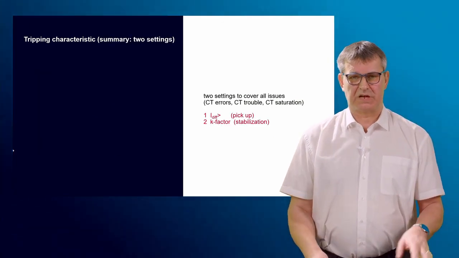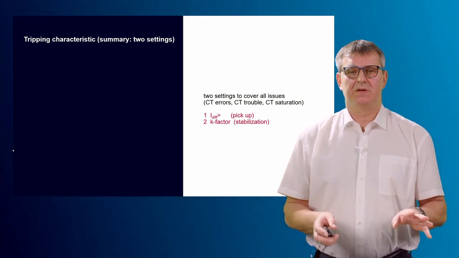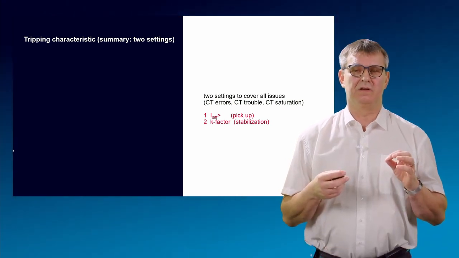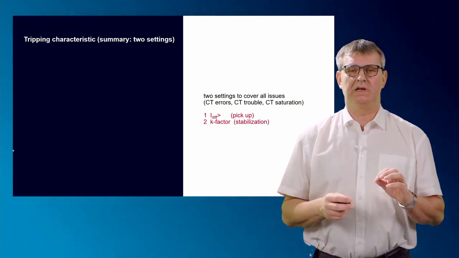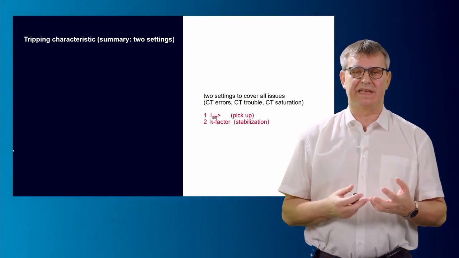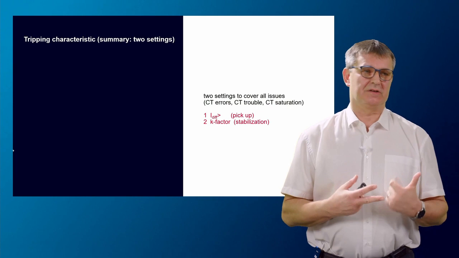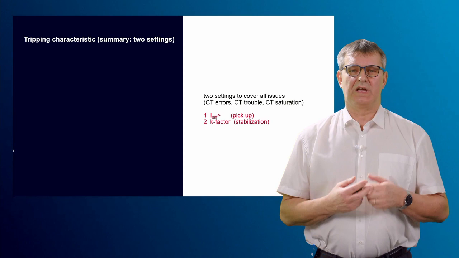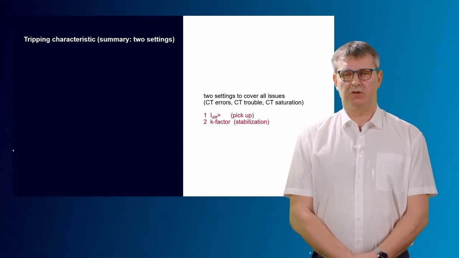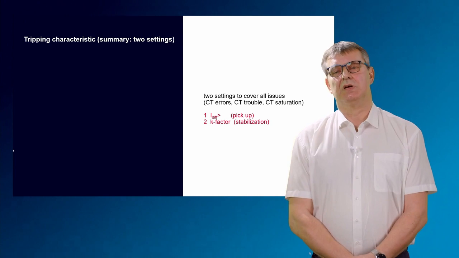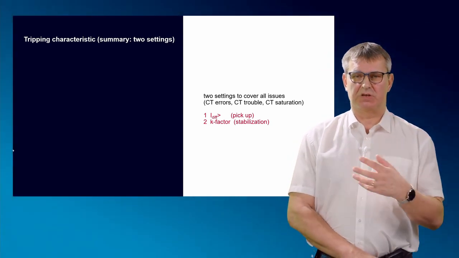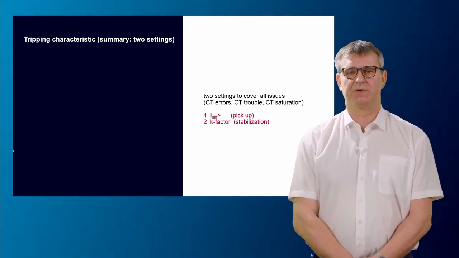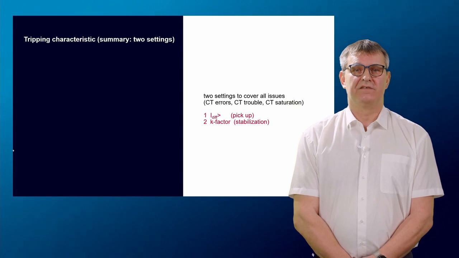So, time for a first sum up. For our busbar differential protection, we have very few settings. We have two settings which cover CT errors, CT trouble, and also CT saturation. We have the minimum differential current threshold. Also think about the minimum differential current threshold of the differential current supervision, but it's not so for the busbar differential protection, it's an additional supervision. And we have the K factor for the stabilization.